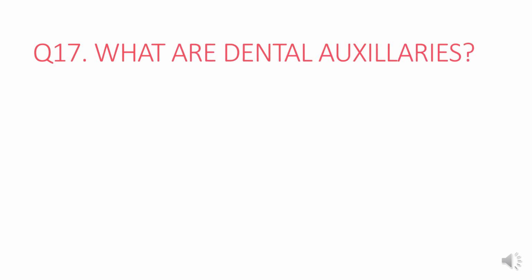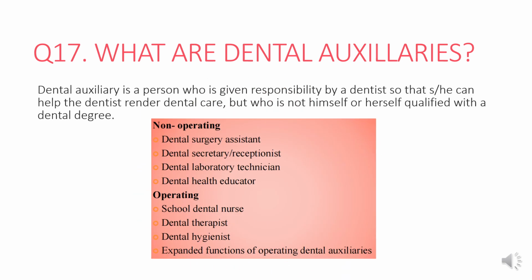Number 17 is, what are dental auxiliaries? Dental auxiliary is a person who is given responsibility by a dentist so that she or he can help the dentist render dental care, but who is not himself or herself qualified with a dental degree. Non-operating auxiliaries are dental surgery assistant, dental secretary or receptionist, dental lab technician, and dental health educator. Operating auxiliaries are school dental nurse, dental therapist, dental hygienist, and expanded functions of operating dental auxiliaries.